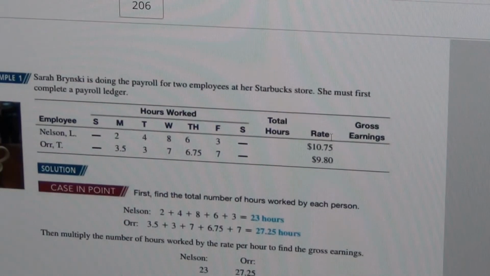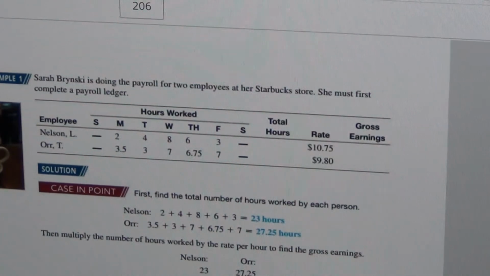As an example here, Sarah Brinsky is doing payroll for 2 employees at her Starbucks store. She must first complete a payroll, and they turn in a timesheet just like this. L. Nelson worked 2, 4, 8, 6, and 3 hours during the week, so Nelson is a part-time person. O. Rice also works part-time: 3.5 hours Monday, 3 Tuesday, 7 Wednesday, 6.75 Thursday, and 7 hours on Friday.